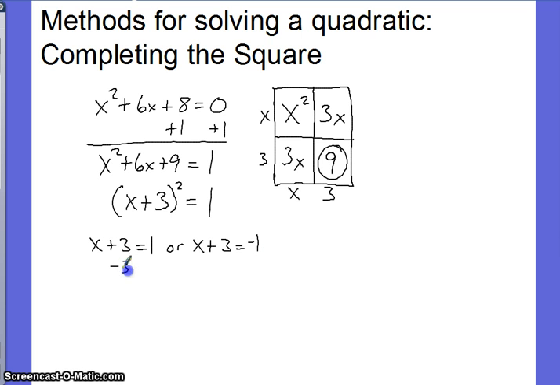And then we just solve for x. The way we would solve for x in this instance is to add negative 3 to both sides.